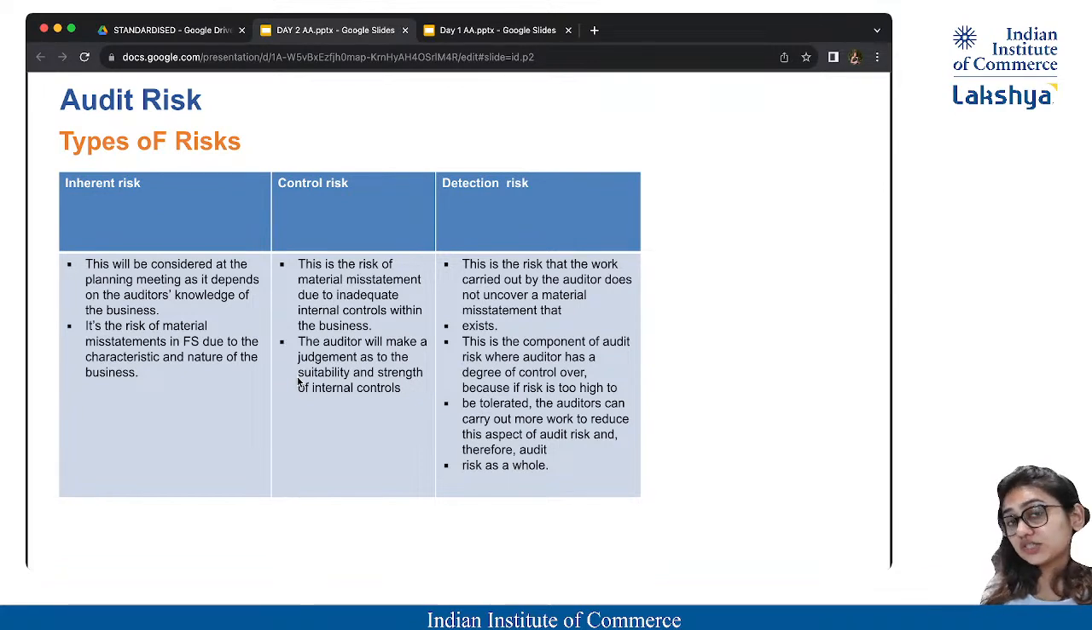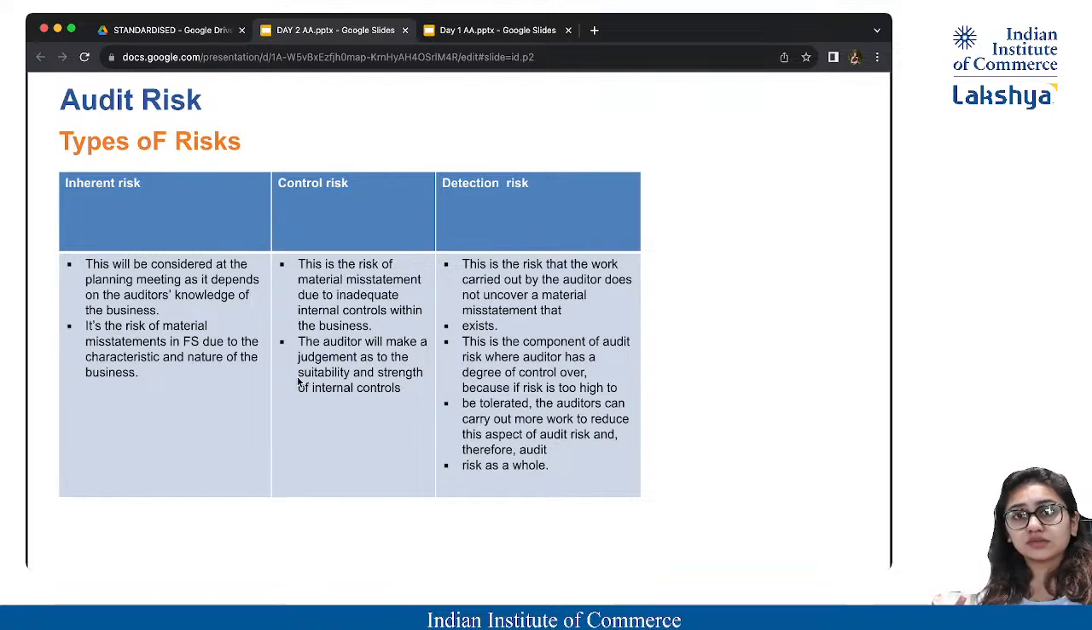And what is detection risk then? There is a risk in the company, but the auditor's procedures are not able to detect that risk. The auditors are not able to catch that risk. That is detection risk. So there is a risk that the work carried out by the auditor does not uncover a material misstatement that exists. So there is a risk in the company, and the auditor wants to catch the risk, but the procedures that are conducted by the auditor are not proper, or maybe they are not up to the mark and they cannot catch the risk.